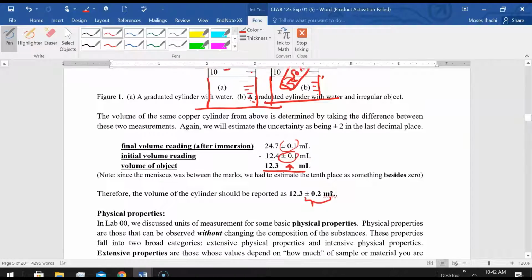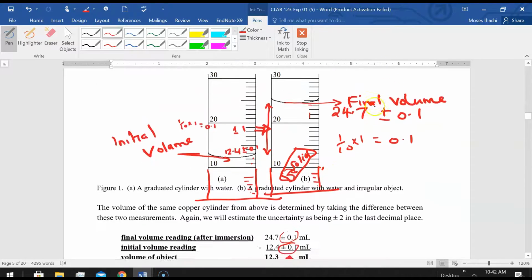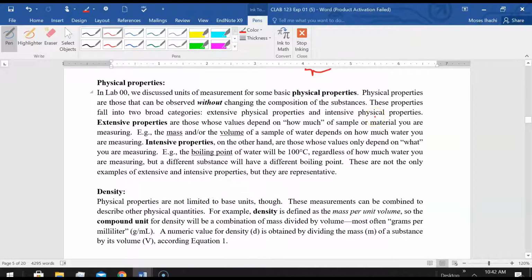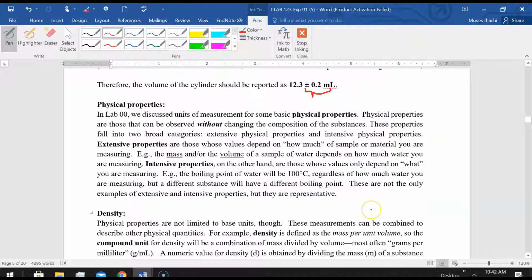That's why I told you to just go ahead and assume it's plus or minus 0.2. Okay, so that's another measurement you would have done in this lab, or you will do in this lab. Just to classify physical properties, there are physical properties that change in value if you have more of the sample.